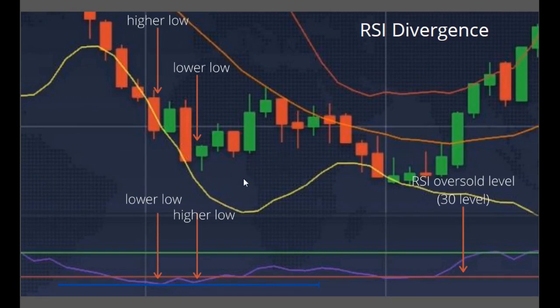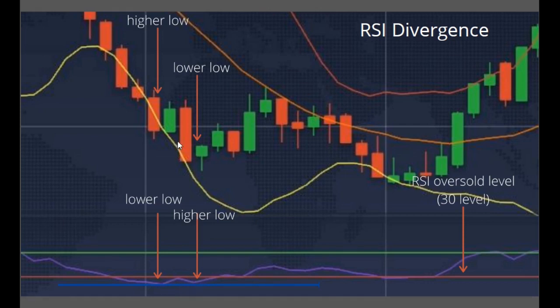Okay, so this is a divergence in a downtrend. You can have a divergence in an uptrend, and you can also have a divergence in a downtrend. So you are also looking for the same thing. You can see that level over there, the level on the RSI.